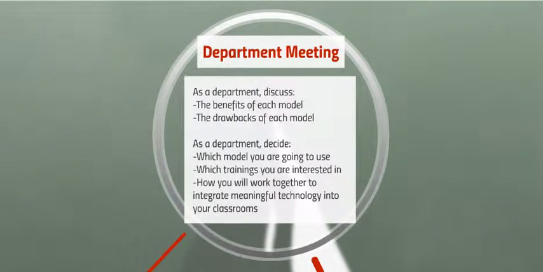After that, you're actually going to break up within your departments. You're going to go to your separate ways, go to a particular person's classroom, and as a department, discuss the pros and cons of each model, using the information that you learned today as well as the information that's in your peer coaching packet. And then as a department, you're going to decide which model you think is going to be best for your department, which trainings you all are interested in learning more about, and who wants to go to them. And then you're going to work together to come up with an action plan of how to integrate meaningful technology into your classrooms using this peer coaching model that you've chosen.